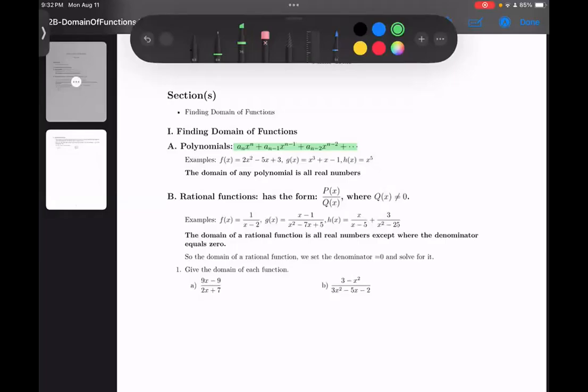All right, let's talk about domains, where a function is allowed to live. First, polynomials. These are your nice functions. It has the form a sub n x to the n plus a sub n minus 1 x to the n minus 1 plus a sub n minus 2 x to the n minus 2, etc. These functions are, for example, quadratic, cubic, quartic, meaning a function with a degree of 4, or quintic, degree of 5, etc.